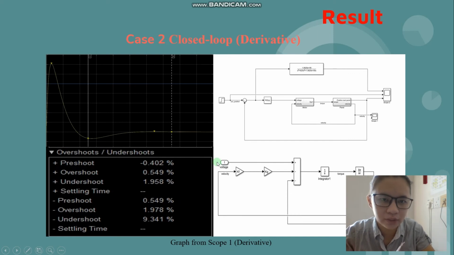Then case 2 is the closed loop with derivative. In this closed loop derivative model there is one derivative block, which is here. We can see here that the overshoot for this closed loop derivative model is below 10%.